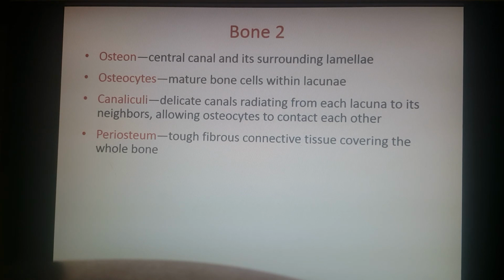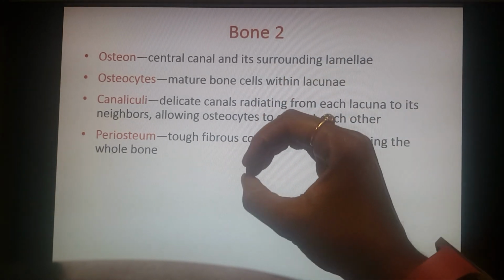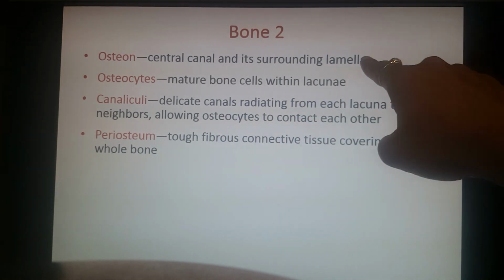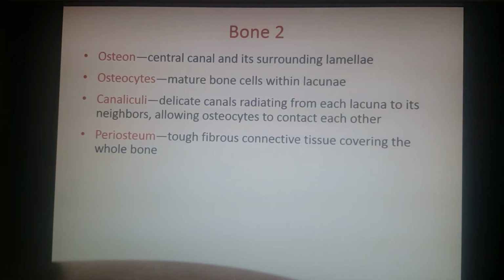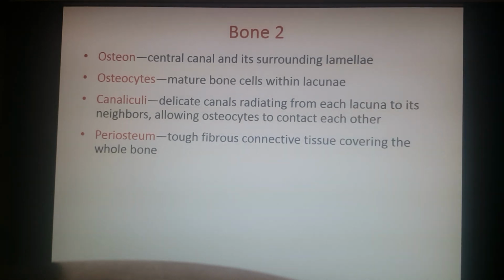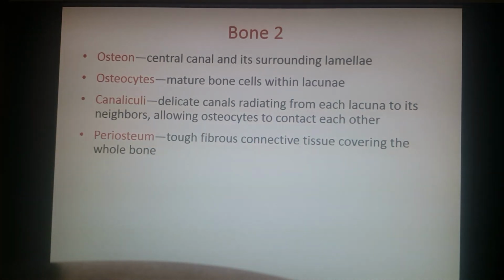In the structure of bone, you have what's called an osteon. The osteon is that whole circular structure making up your compact bone, and then the surrounding lamellae, or layers, that make up that bone. Again, our osteocytes are the mature cells that are trapped in the little lacunae caves. In order for these cells to communicate with each other, they do it through these canals called canaliculi, allowing them to communicate as well as exchange nutrients.